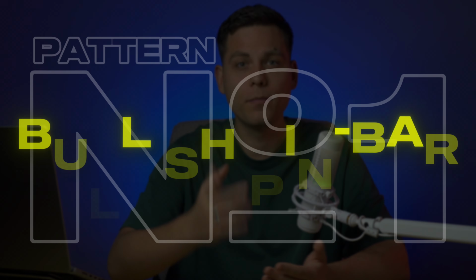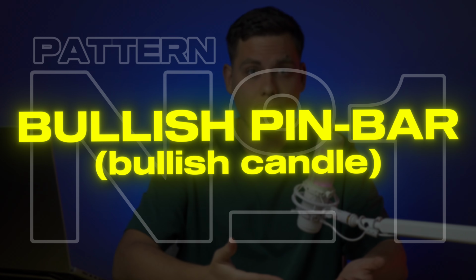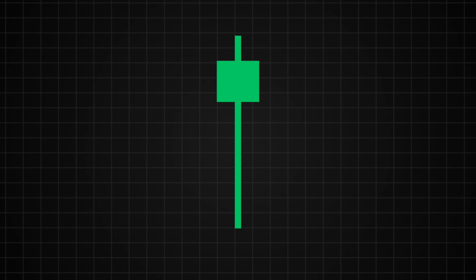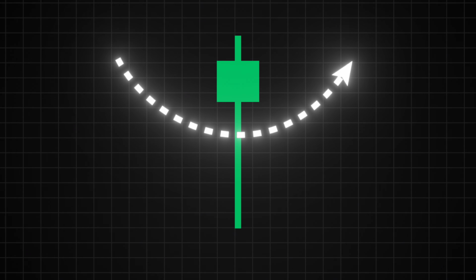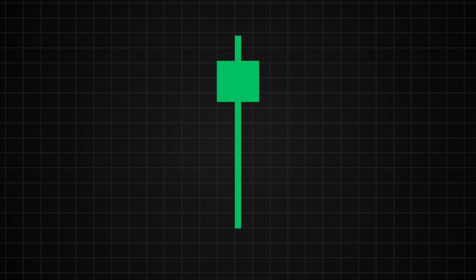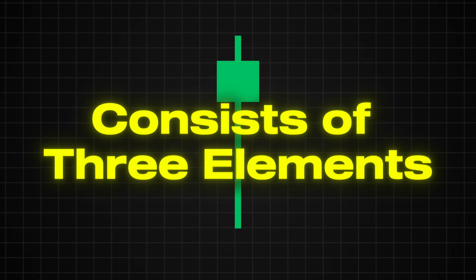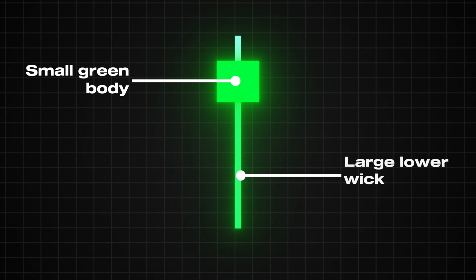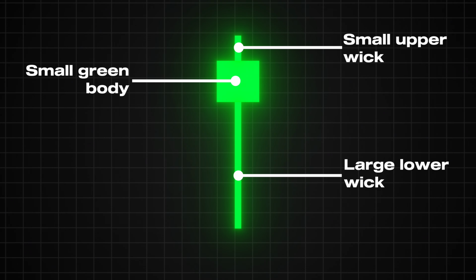Pattern number 1. Bullish pin bar or bullish candle. This is a strong reversal pattern of Japanese candles that indicates a potential upward reversal. This candle consists of 3 elements: a small green body, a large wick below the body, and a tiny or non-existent wick above the body.